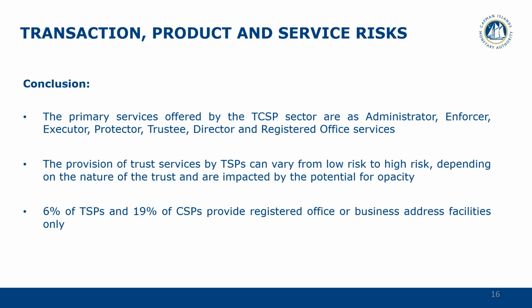Providing registered office or business address facilities is considered higher risk where the TCSP is not providing other TCSP services to a client, i.e. no other business relationship. This service allows the entity to maintain a physical footprint in the Cayman Islands, but can distance that entity from the other assets and activities controlled by the beneficial owner. Only 6% of TSPs and 19% of CSPs provide registered office or business address facilities only in the Cayman Islands. However, these are regarded as high risk.